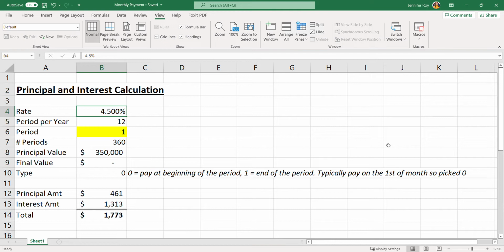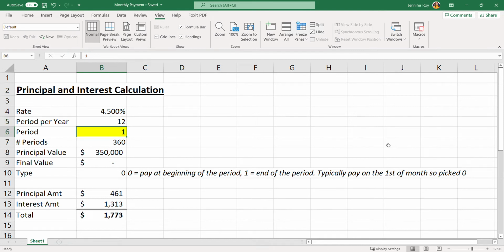So you see on the screen basic information like what is the rate. We're going to assume for this example that our loan has an interest rate of 4.5%. The next piece of data that's required is periods per year. We're talking about a mortgage. You pay this every month, so 12 months in a year.